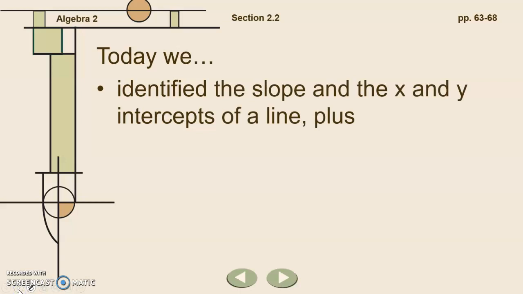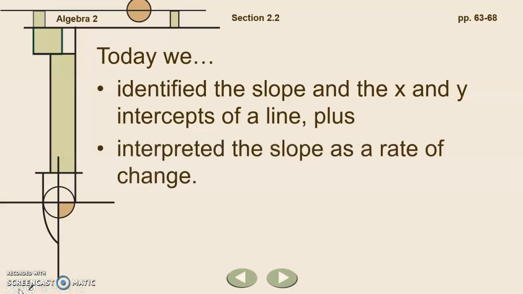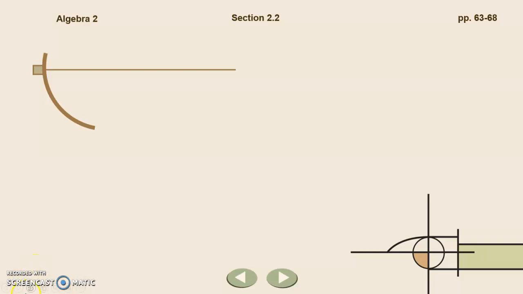All right, today we looked at these things. We identified the slope using delta y over delta x and the x and y intercepts of a line. We plugged in 0 for y when it crosses the x-axis, and we plug in 0 for x when it crosses the y-axis. Plus, we interpreted the slope as a rate of change, and we looked at whether a slope was positive, negative, 0, or undefined. We'll continue to practice this in class. If you guys have any questions, be sure to ask me next class.